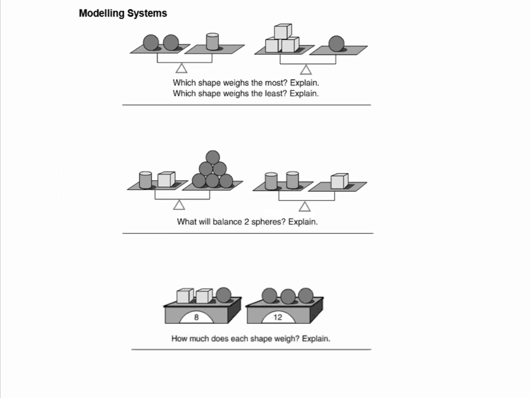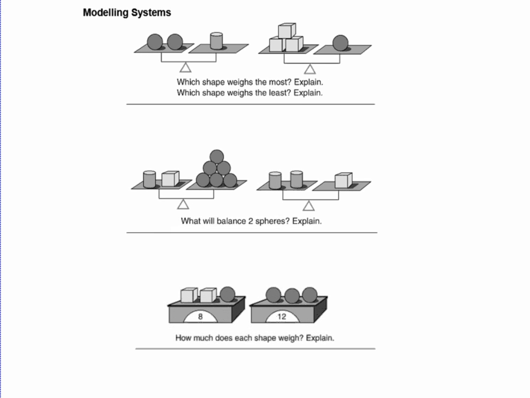This is systems. We're going to talk about what a system is after. But all of these are examples of systems. Notice that there's more than one scale in each situation. So what did we say with the first one? Which one weighed the most?